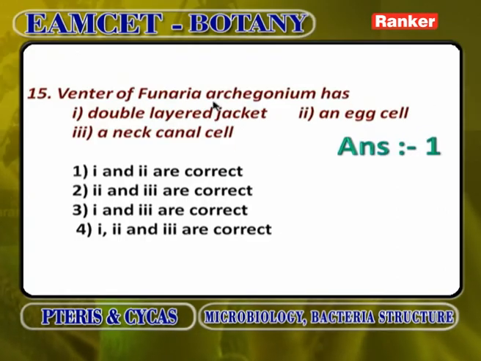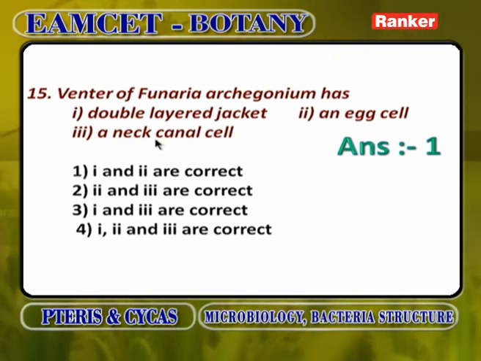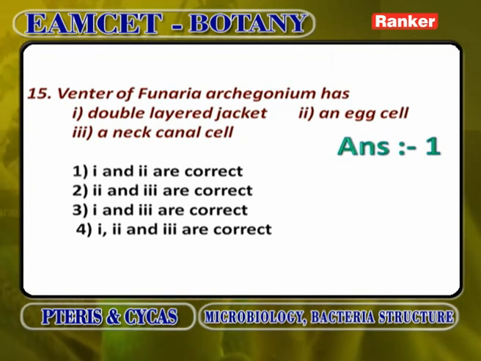Venter of Funaria archegonia has a double layered jacket, correct, egg cell, correct, but neck canal cell is wrong. Why? Because neck canal cells are present in the neck, not in the venter. So, double layered jacket and egg cell are correct.